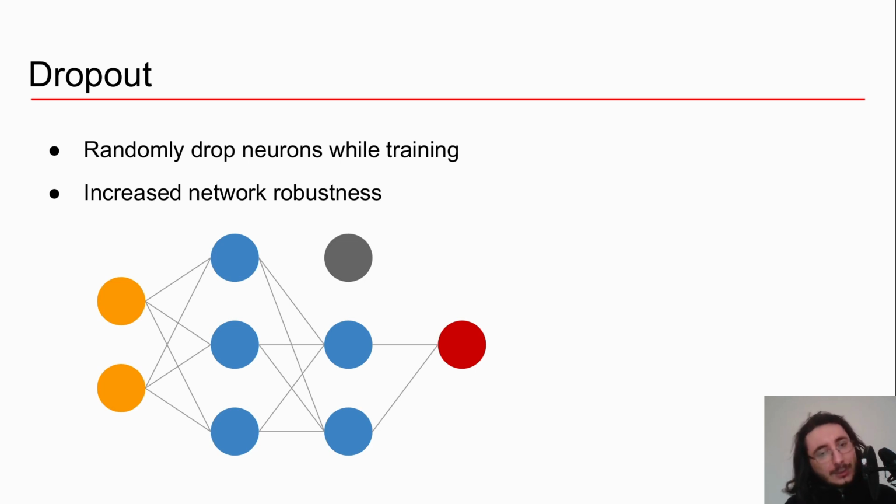Well, it turns out that if we do this, we are increasing the network robustness because the network can't rely on specific neurons too much. All the neurons have to take some responsibility for the prediction process, right? Because sometimes some of these neurons don't exist. So the network has to reshape and re-give responsibilities to all of the neurons so that none of them is indispensable, right?